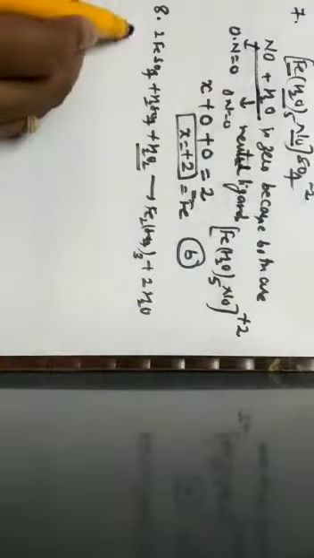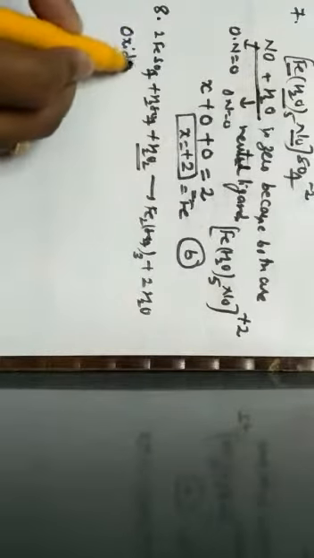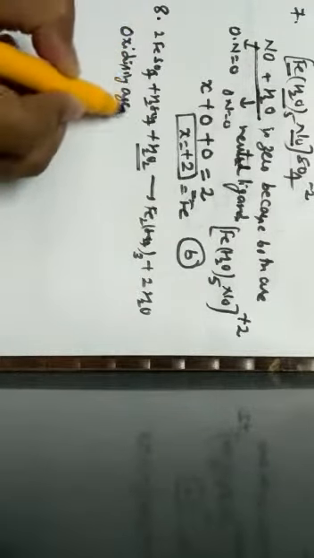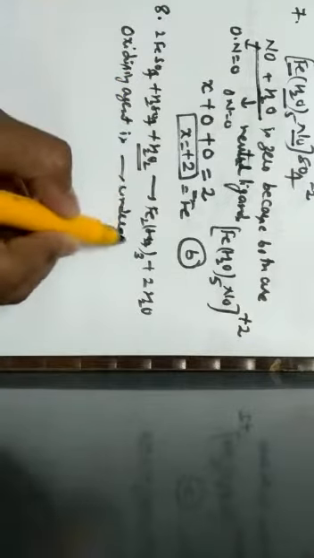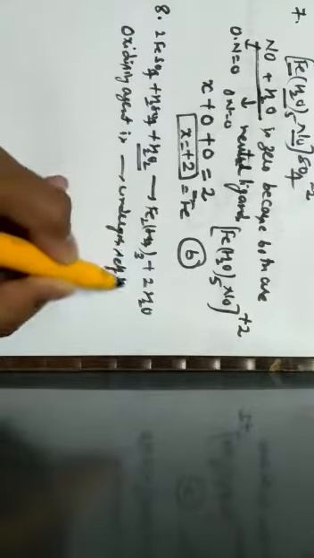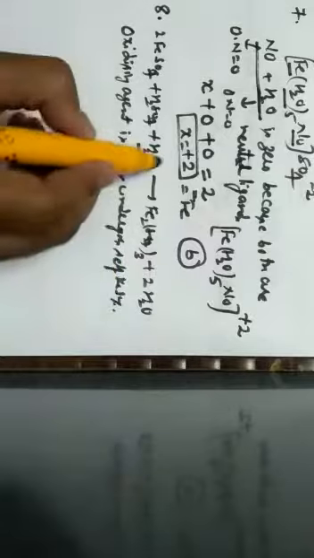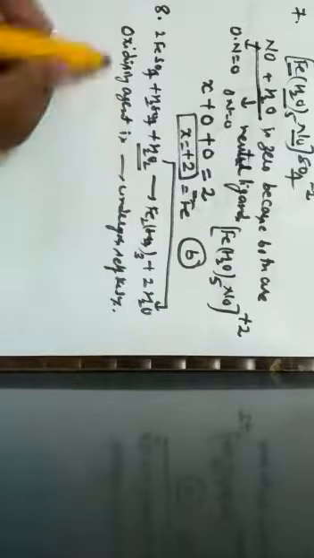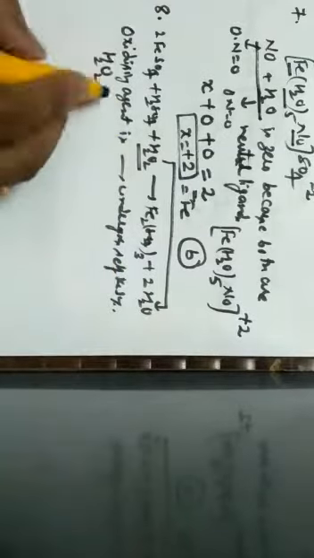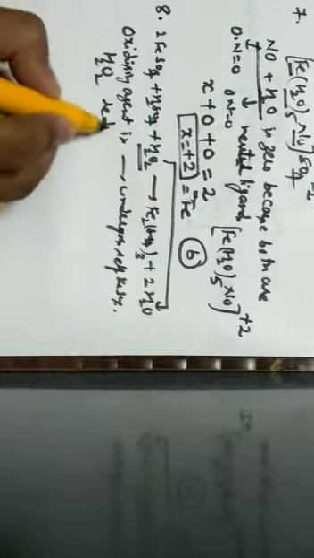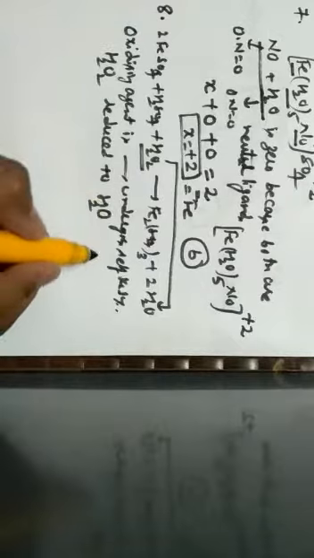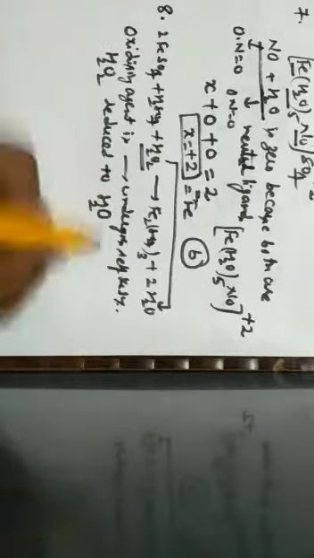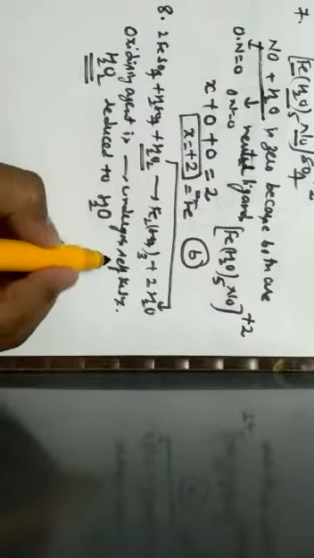The oxidizing agent, one should know that the oxidizing agent is one which undergoes self reduction. So when we see the equation, hydrogen peroxide, that is H2O2, this hydrogen peroxide is reduced to water molecule. Hence the oxidizing agent is what? Hydrogen peroxide, which is given by the option C.